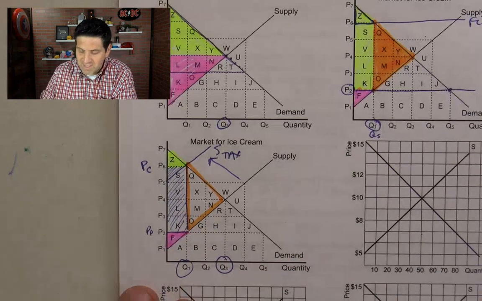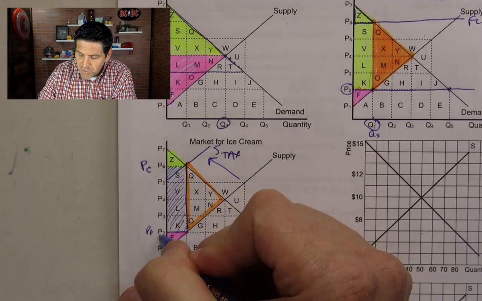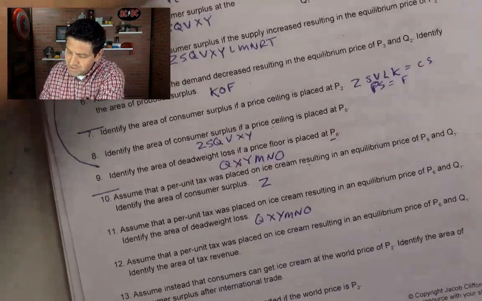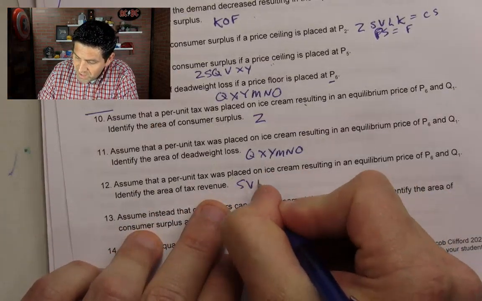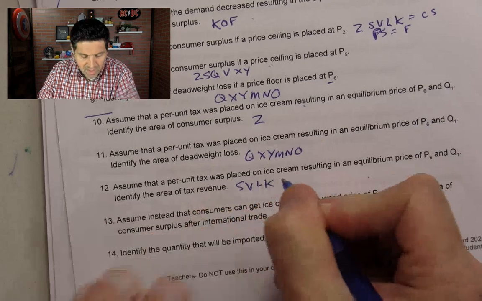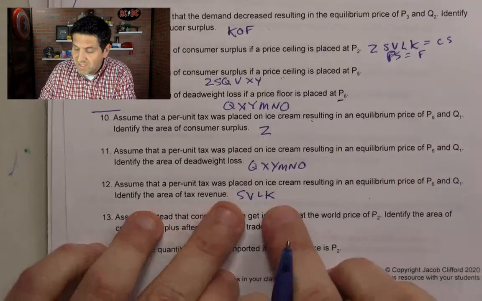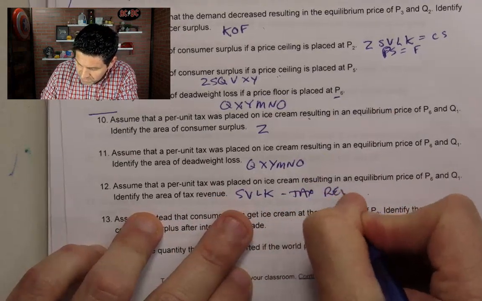So we're making an assumption there, but we can make that in this question. We're not in unit 6 yet. And here you can see that's the price. That's the price producers receive. Let's go answer those questions. And here they are. Assume a per unit tax is placed. Identify the area of tax revenue. Tax revenue would be S, V, L, and K. I'm sorry, this is the tax revenue. So tax revenue to the government.